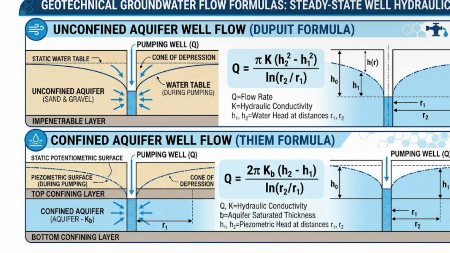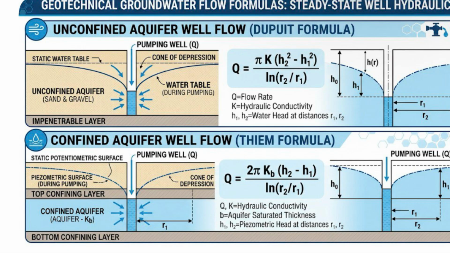A confined aquifer is sandwiched between two impermeable layers, aquitards, meaning the water is under pressure. Unlike unconfined systems, the saturated thickness B remains constant during pumping as long as the potentiometric surface stays above the top confining layer. Because the flow area does not change with the drawdown, the resulting mathematical model is linear with respect to the head, making the calculations slightly more straightforward than those for unconfined flow.